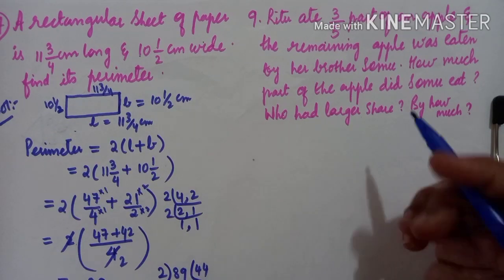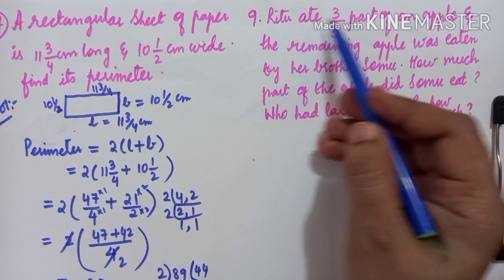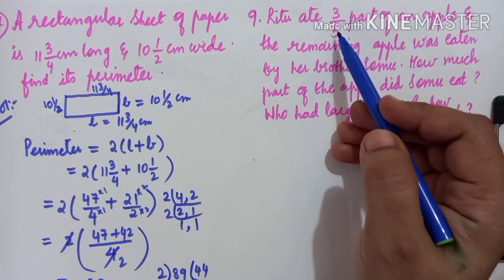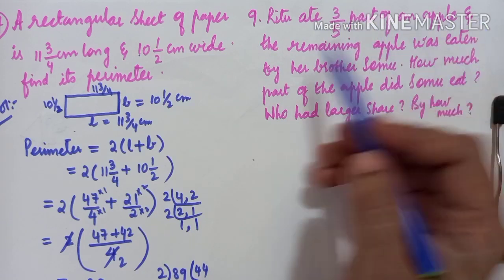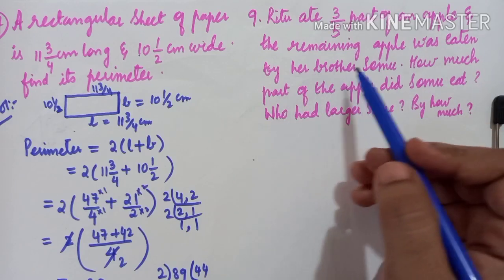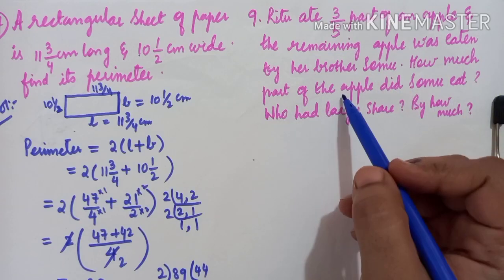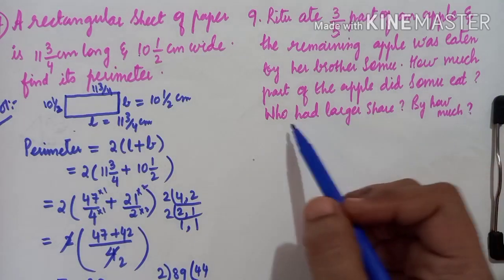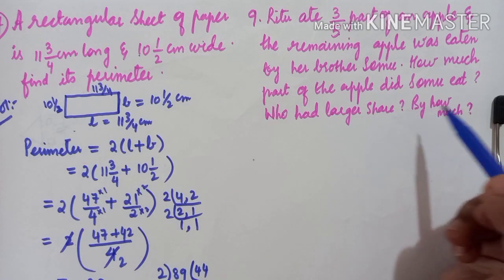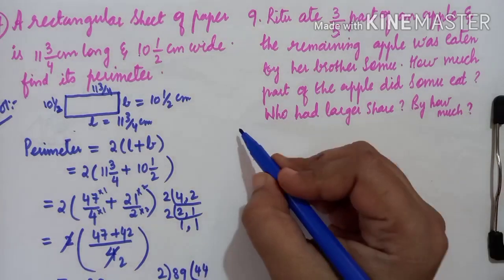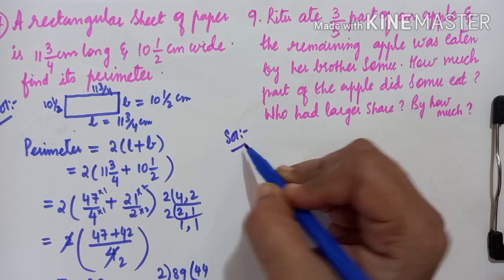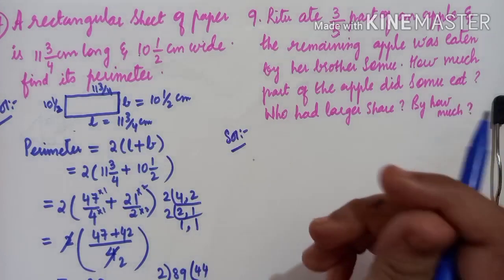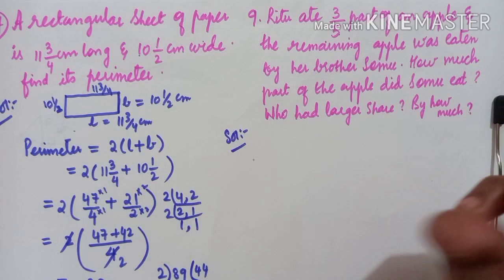What is your ninth question? Ritu ate 3/5 part of an apple, and the remaining apple was eaten by her brother Somu. How much part of the apple did Somu eat? Who had the larger share and by how much? Okay, so here you can see Ritu ate 3/5 part of an apple.